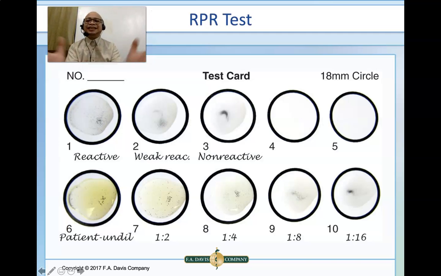What are the disadvantages of non-treponemal test? Non-treponemal test is not confirmatory. That's the reason why we just report it as reactive or non-reactive. We never report it as positive whenever we see flocculation, because this is just a screening test.